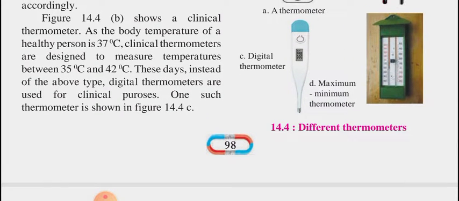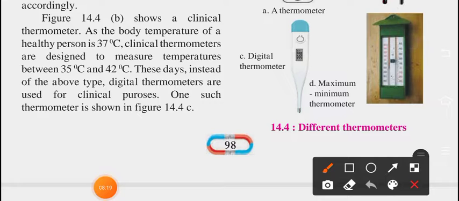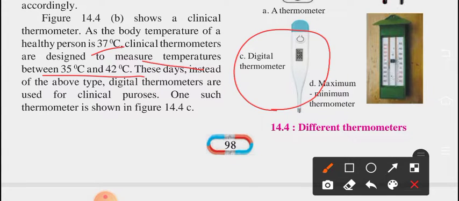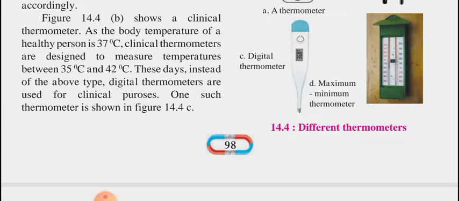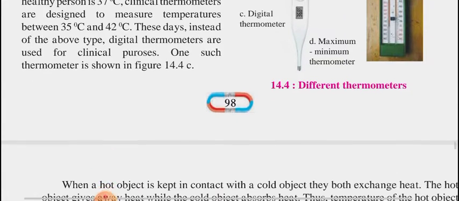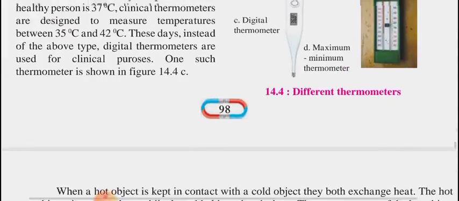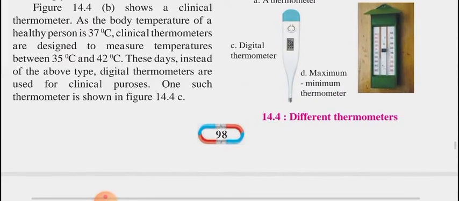And there is a clinical thermometer. We use it to measure the body temperature of a healthy person. If the person is healthy, then the body temperature is 37 degrees Celsius. Clinical thermometers are designed to measure temperatures between 35 and 45. These days, instead of the above type, digital thermometers are used for clinical purposes. One such thermometer is shown here. See, this is a digital thermometer. If you go to the doctor and the doctor checks your fever, how much temperature there is, they use this type of thermometer, which is a digital thermometer.